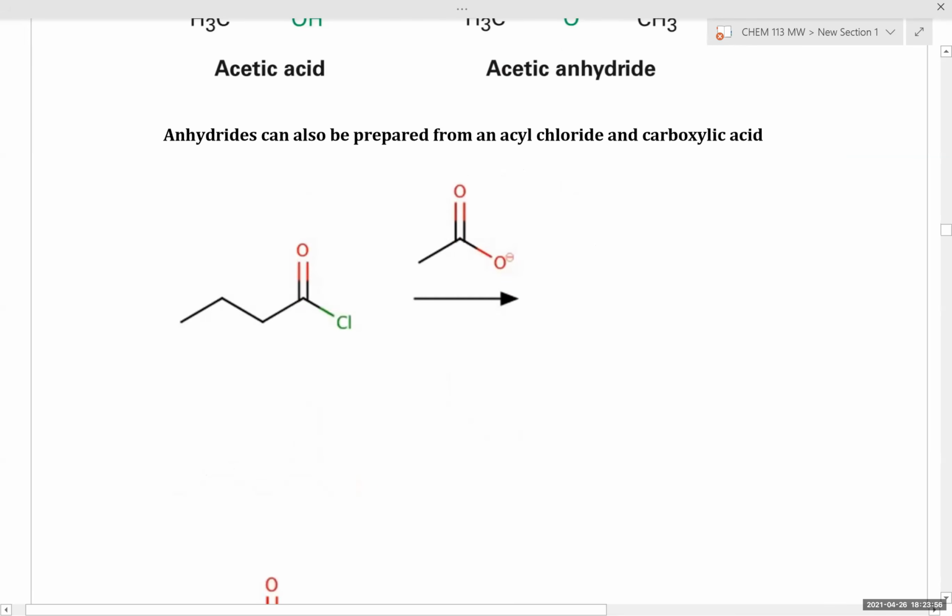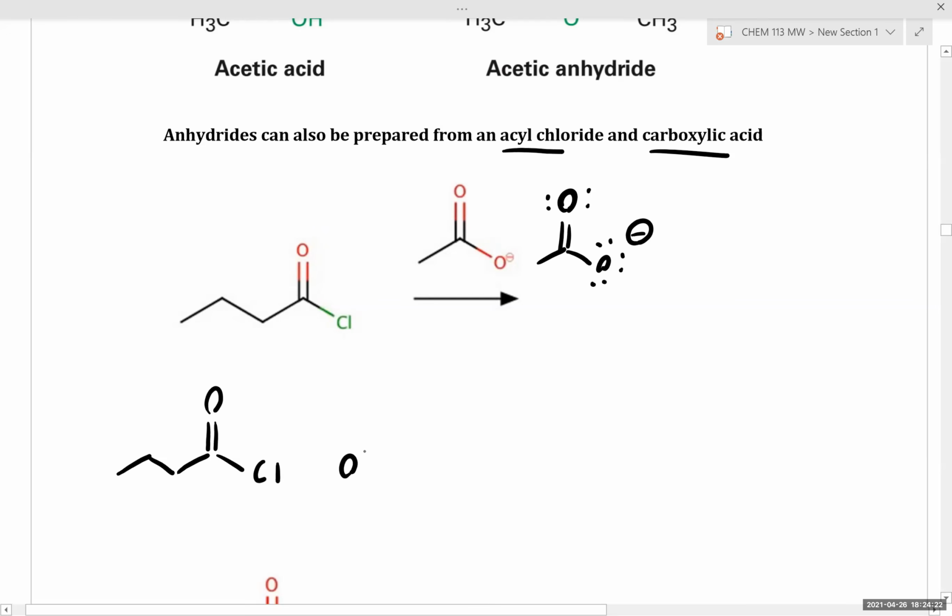You can also prepare anhydrides from an acyl chloride and a carboxylic acid. In this case, what is our nucleophile? So in this case, we have the acetate anion, and you can think of this as an alcohol equivalent, or even more aptly, a hydroxide or water equivalent. The acetate anion, although not the most nucleophilic species, is sufficiently nucleophilic to react with and attack the electrophilic carbonyl carbon of an acyl chloride.